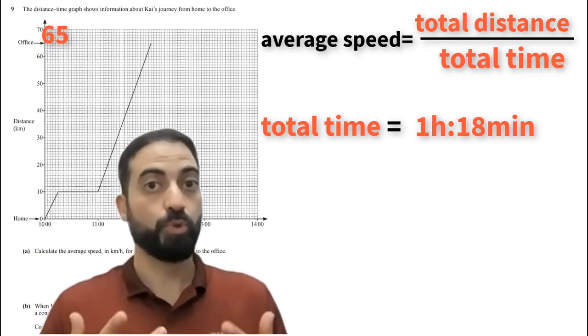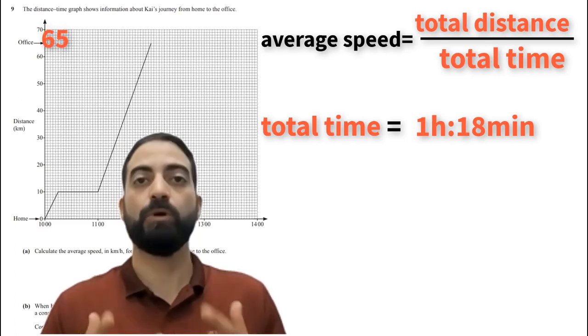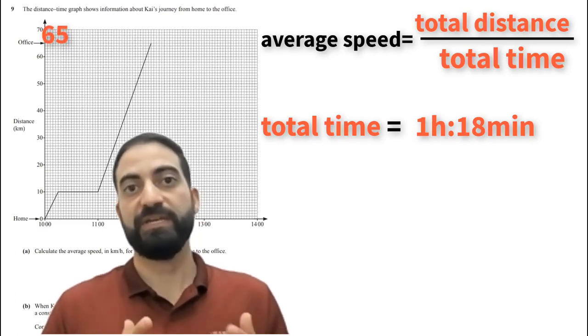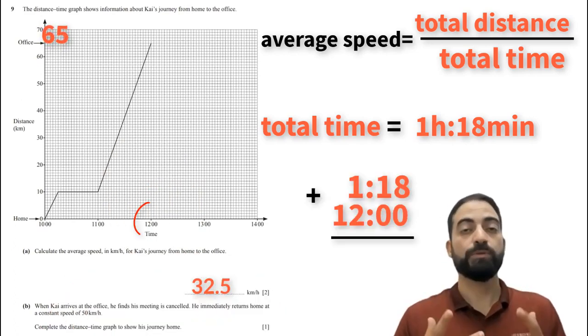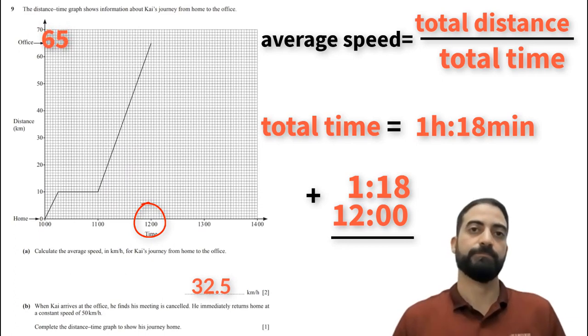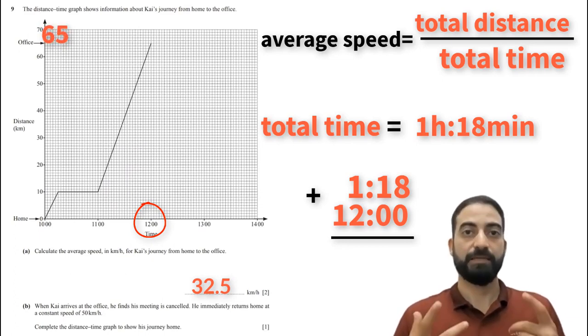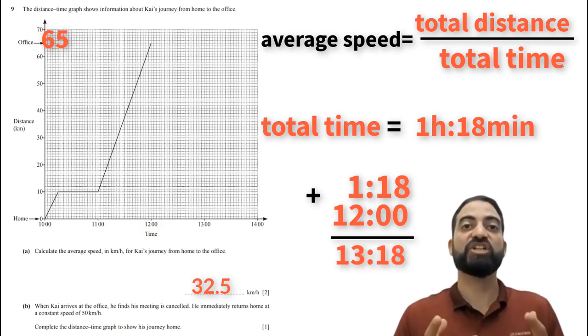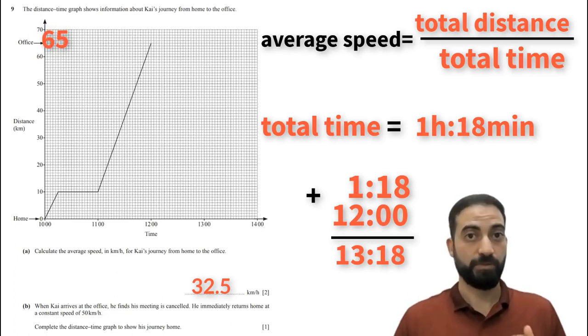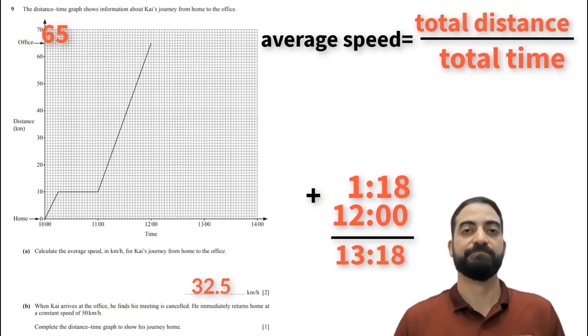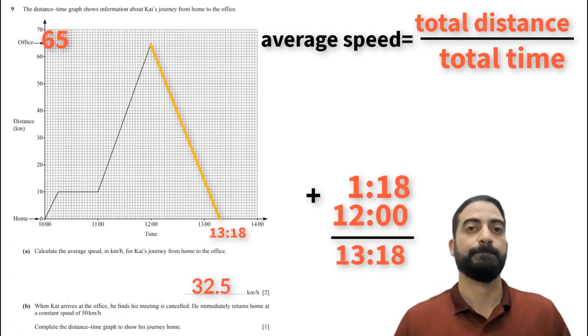But we want to know when he came home. So we have to add 1 hour and 18 minutes to 12 noon. So 12 o'clock, and we get that he came home at 13 hours and 18 minutes. So 13 hours, 18 minutes. Meaning this is the end of the line.